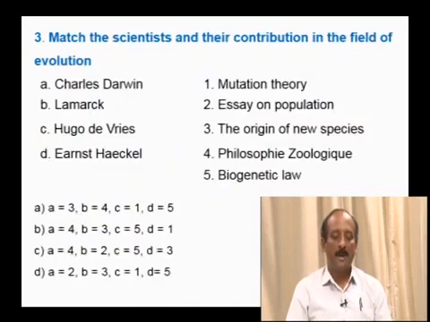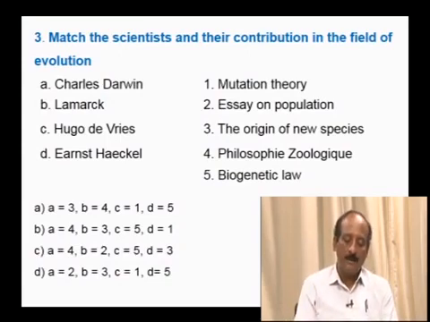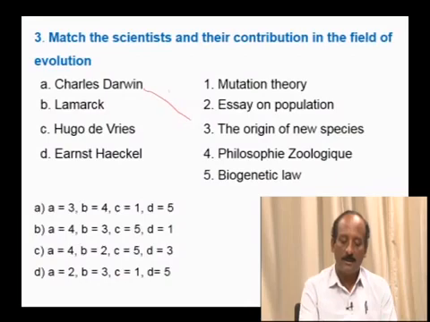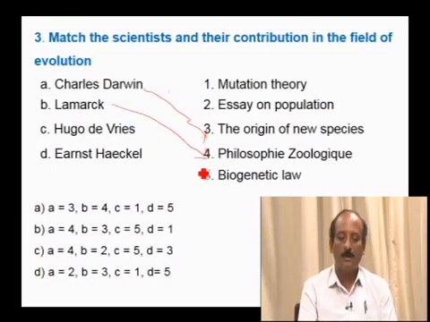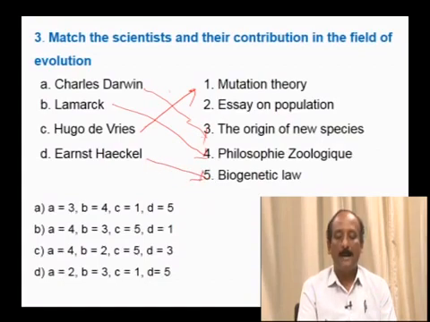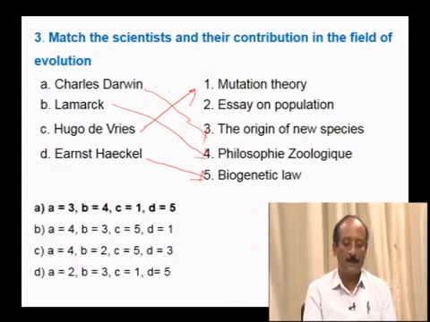Question number 3. Match the scientists and their contributions in the field of evolution. Charles Darwin wrote a book called The Origin of Species by Natural Selection. Lamarck wrote a book called Philosophie Zoologique, in which he explained his ideas about evolution. Hugo de Vries proposed the mutation theory of organic evolution, and Ernst Haeckel proposed the biogenetic law, which states that ontogeny recapitulates phylogeny. Hence, the correct answer for this question is option A.